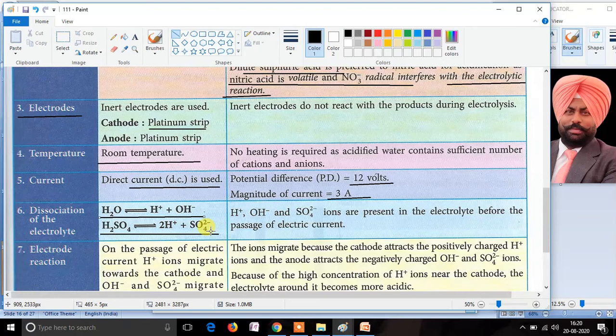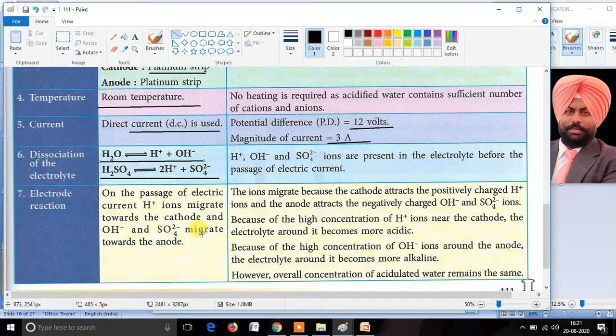Therefore, for the preferential discharge, hydroxide ions will move towards anode because the concentration of hydroxide is more as compared to sulfate ions. Now we can see that hydrogen ions will move towards cathode and hydroxide ions will move towards anode. For this, both cations and anions will migrate towards cathode and anode, and they will form a neutral atom depending upon losing and gaining the electrons.